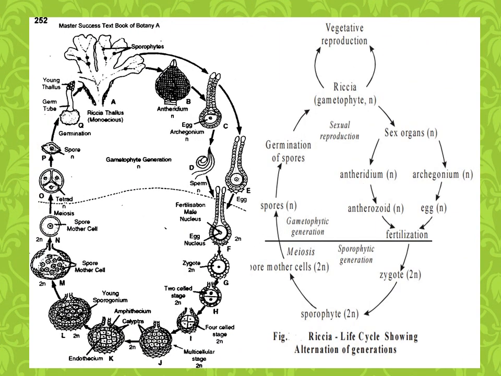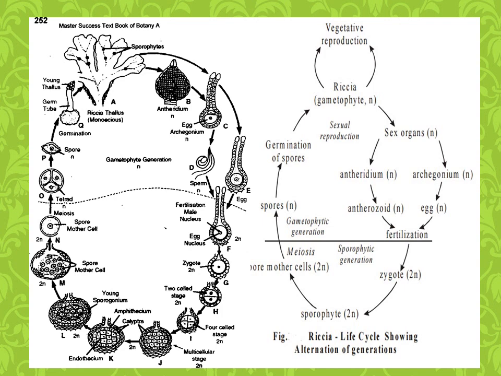This is the Riccia life cycle, graphic and diagrammatic. Here you can see that from the Riccia plant vegetative reproduction occurs. The gametophyte breaks off and then produces a new gametophytic plant. The sex organs are of two types, antheridium and archegonium. You can see here the antheridium and here the archegonium. In the archegonium, eggs are produced. In the antheridium, antherozoids are present, which are sperms.